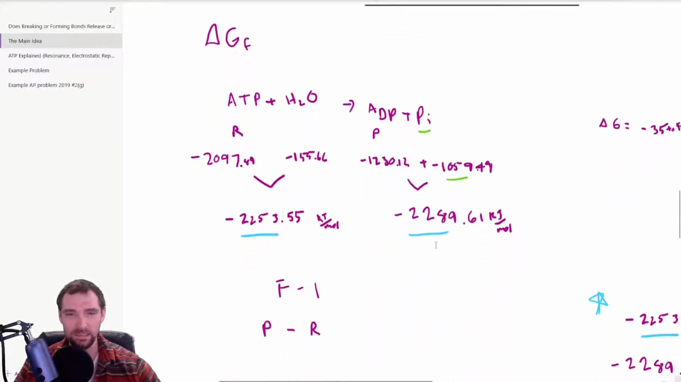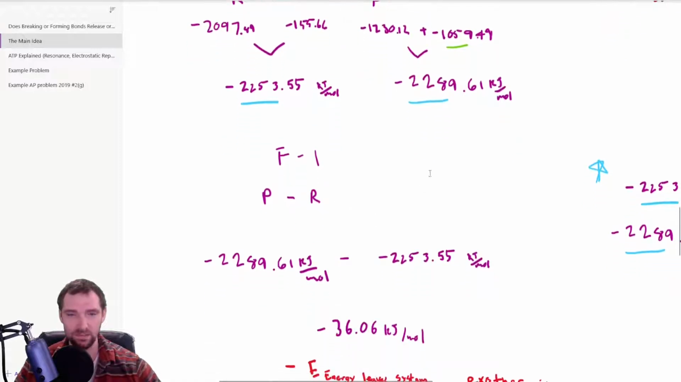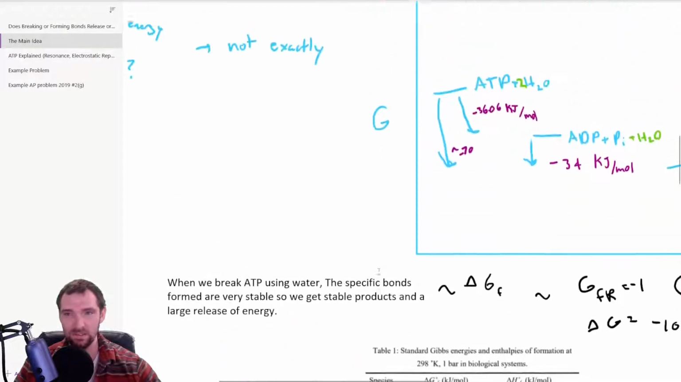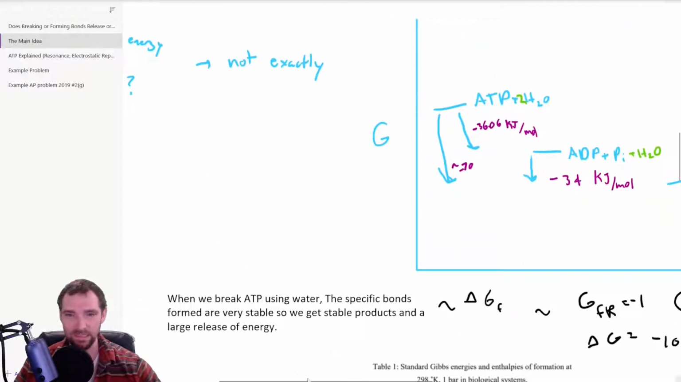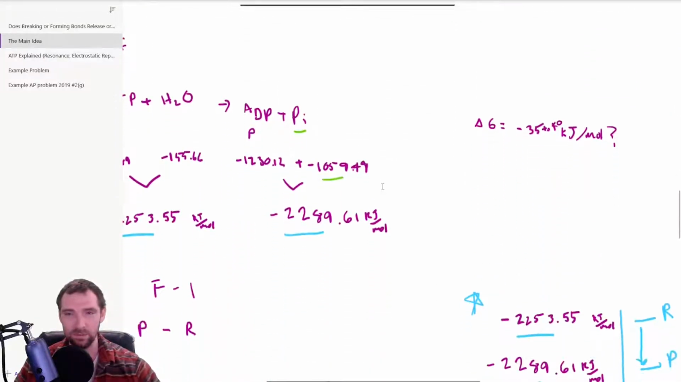And you can see that the products here are a little bit more negative than the reactants. So to go from the reactants to the products, that final minus the initial, it's a slightly negative change. It goes down slightly. It was like that negative number. This is the other negative number, but it went down slightly to go down to the products.